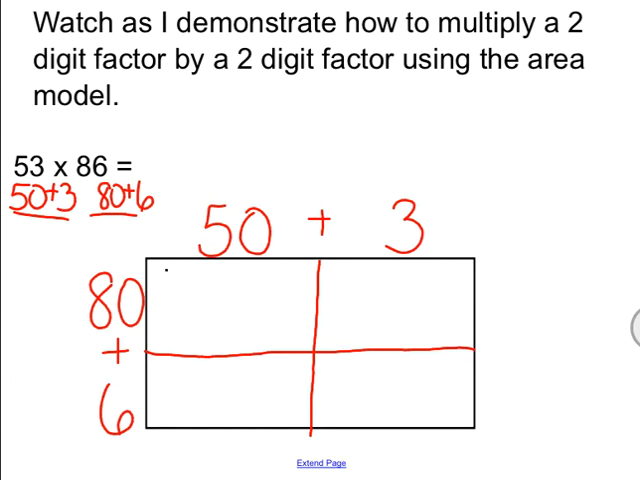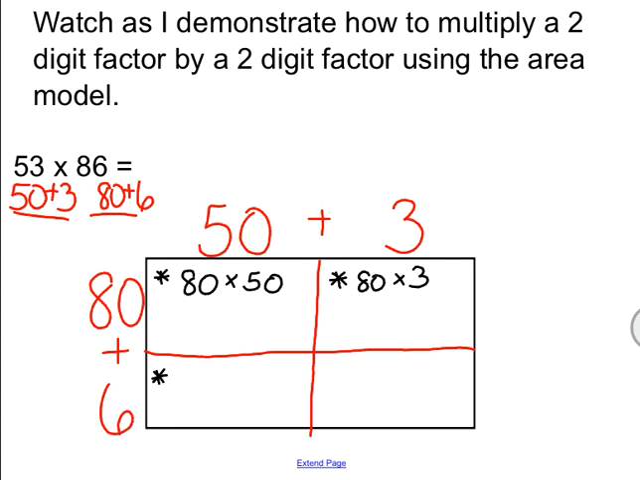So for this box here, we need to look over and I see 80, and I look up and I see 50. So we will be doing 80 times 50 here. And then if I'm here, I'm going to look over to the left and I see 80 again. And then I look up on top and I see 3. So 80 times 3.